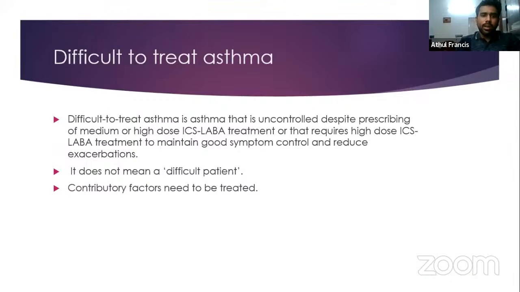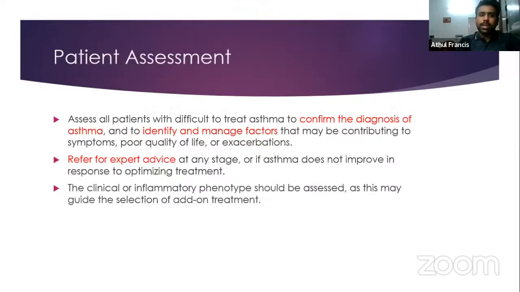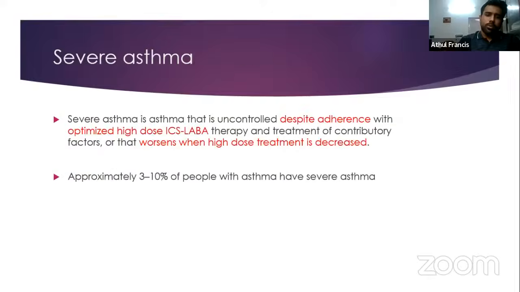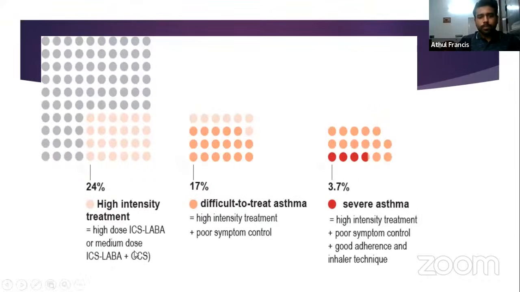Now, what do you mean by difficult to treat asthma? So there's something called difficult to treat asthma and severe asthma. This definition is important. What you have to see here is, this is high intensity treatment. Here you are given a high dose of steroid and LABA, or medium dose ICS LABA plus an oral corticosteroid. Now, out of this 24%, 17% are difficult to treat asthma.